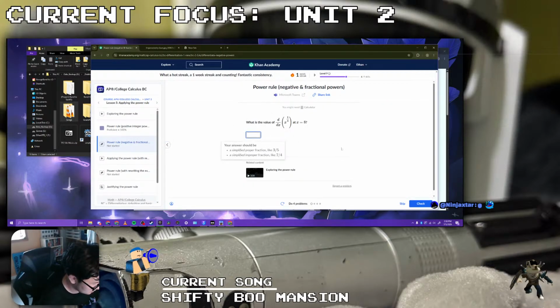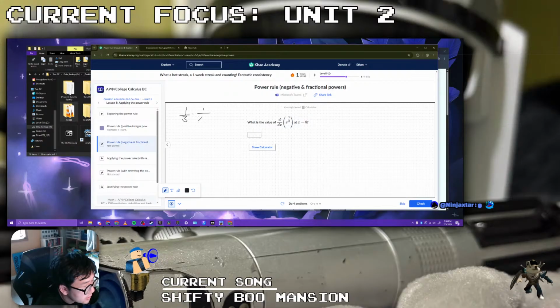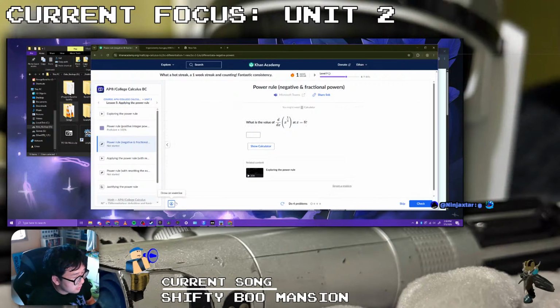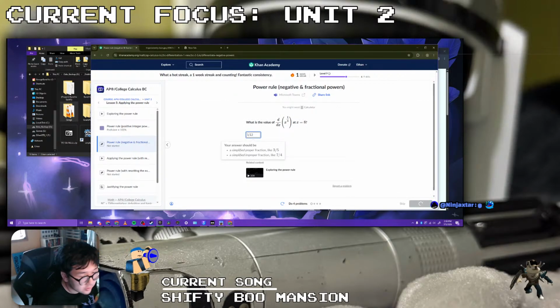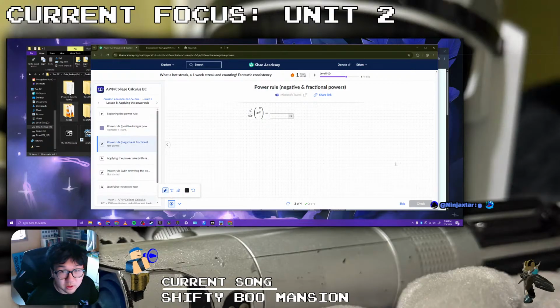So it's going to be 1/3. Okay, well, let's write this down. It's going to be 1/3 times 1 over x to the 2/3. So basically 1/3 times 1 over the cube root of 64, which is 4. So it's going to be 1/12. If you're confused how I got that answer, sorry I didn't show my work.